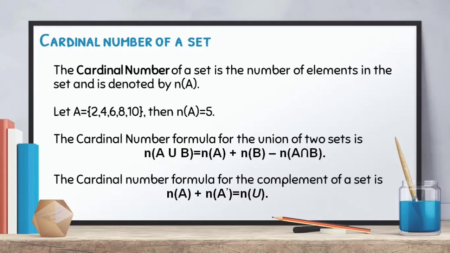So if you want to know the cardinal number for the union of two sets, we can use this formula, okay? n(A ∪ B) = n(A) + n(B) − n(A ∩ B), okay? How about if we're going to get the cardinal number of the complement of a set? We can use also this formula. That would be n(A) + n(A′) = n(U). Okay, U there will be the universal set, right? So any question for cardinal number of a set?